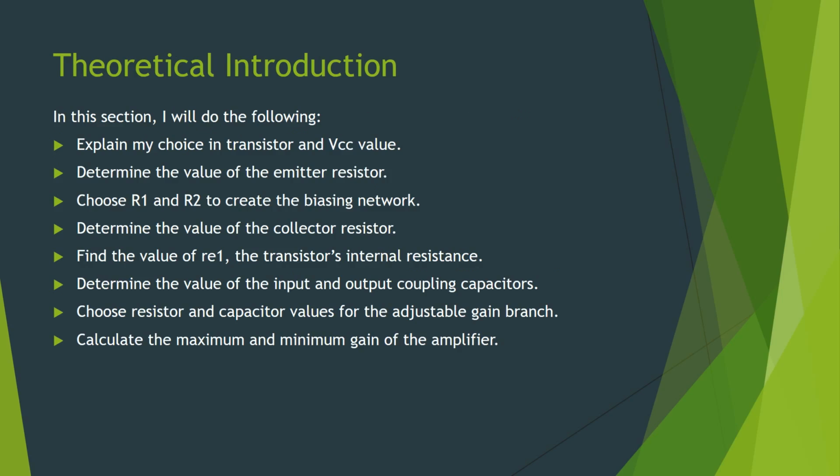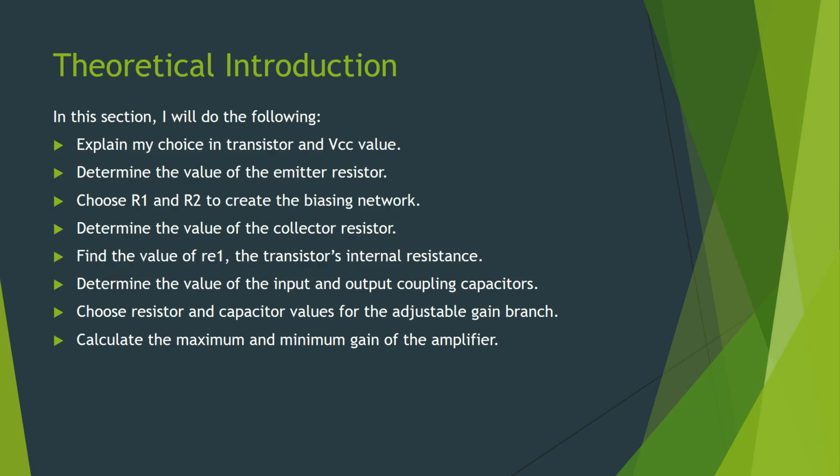In the theoretical section, I'm going to be breaking down component by component how I came up with the value for each component. So we've got the emitter resistor, the biasing network, collector resistor, all that stuff, and then we're going to go into some of the internals like RE prime, which is the transistor's internal resistance, and we're going to use input and output coupling capacitors to remove the DC bias, so that the AC signal doesn't interfere with the DC biasing of the circuit.